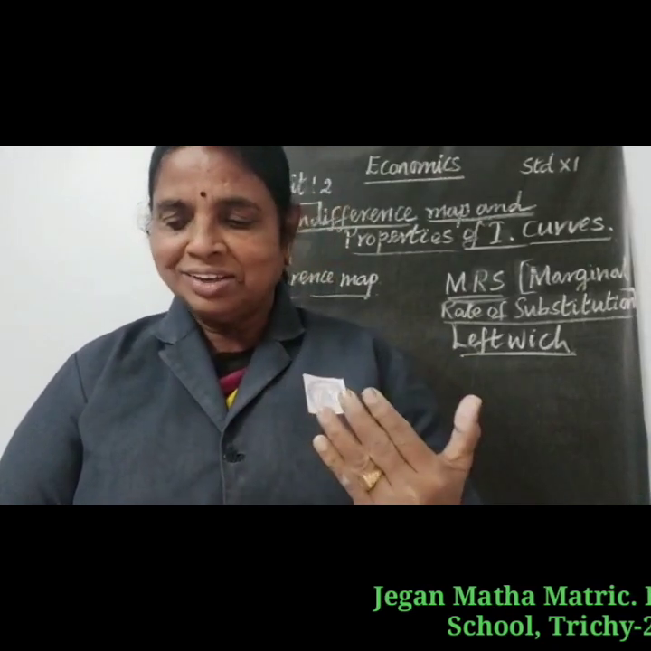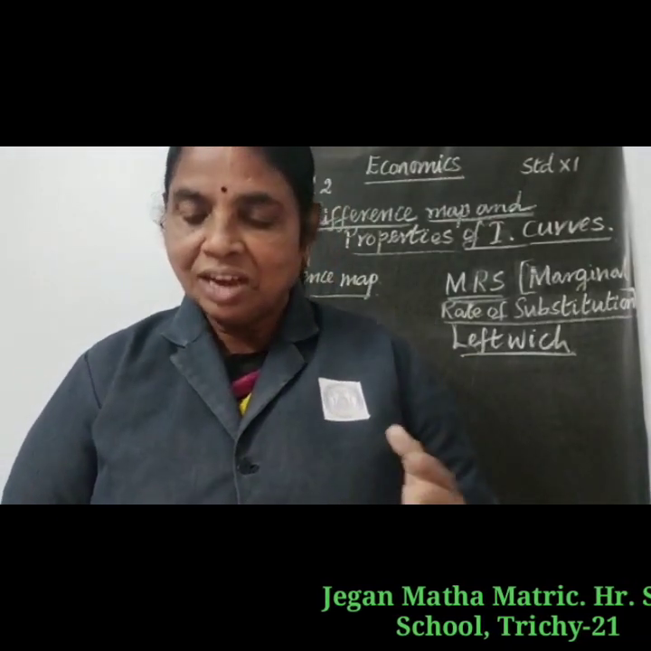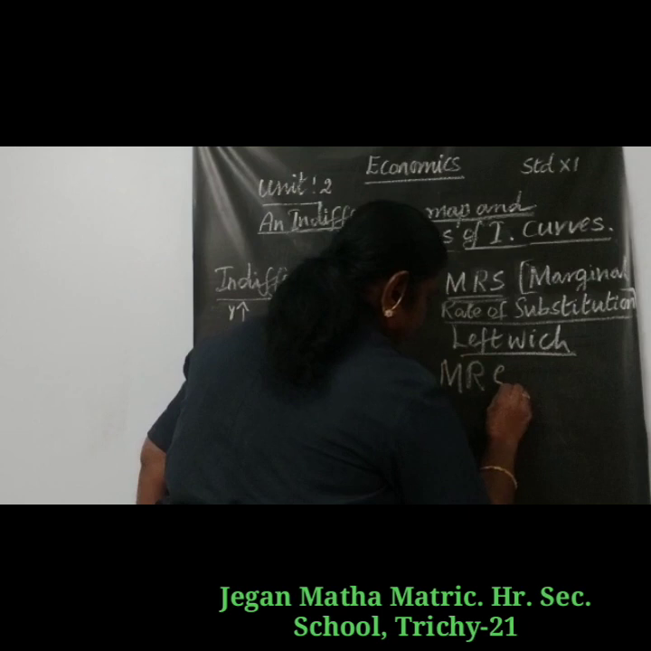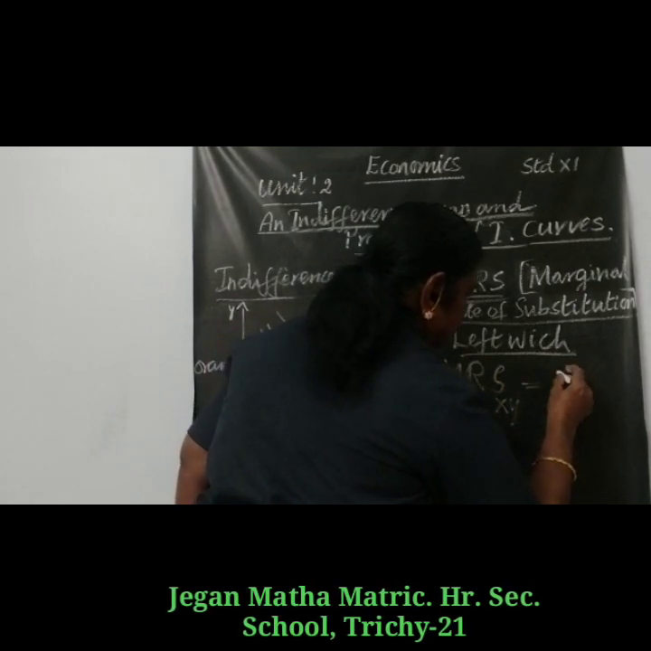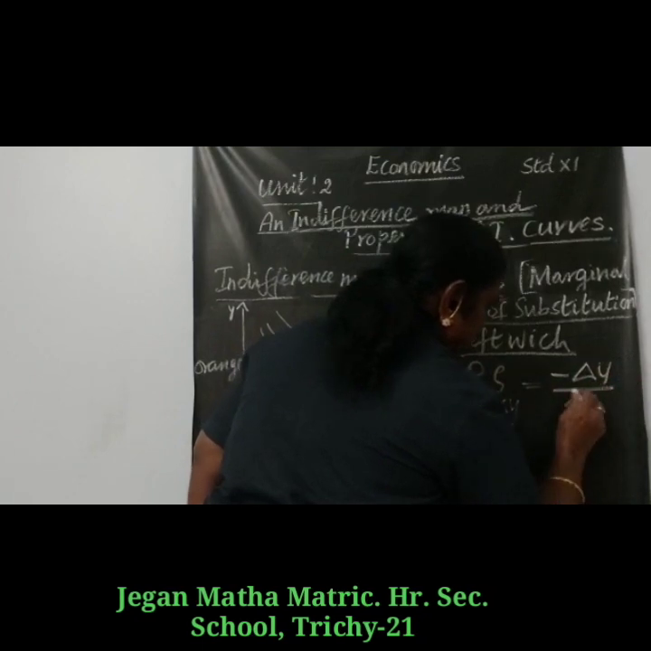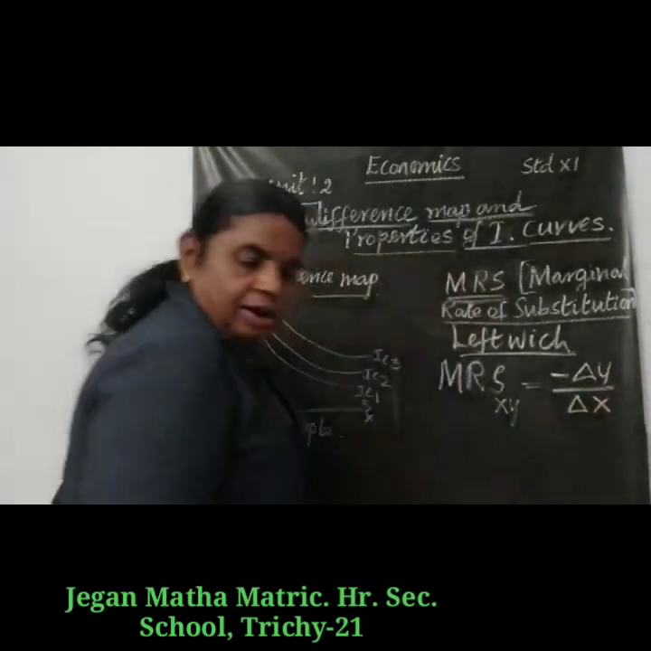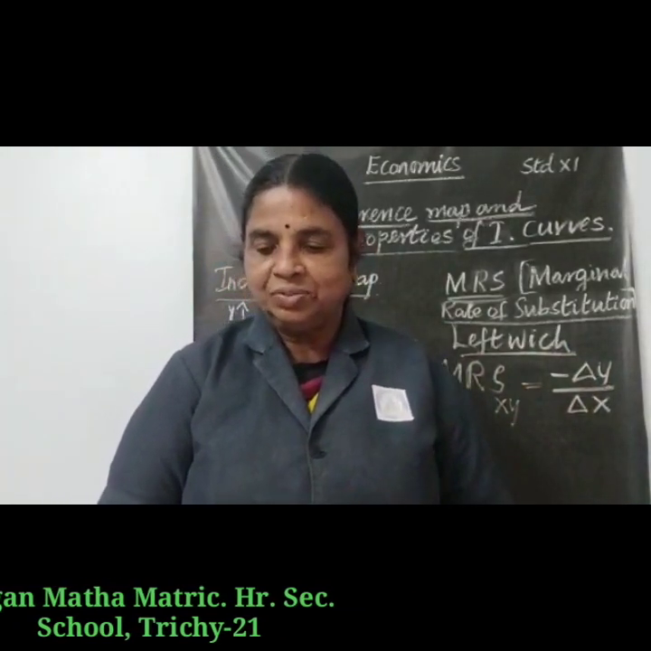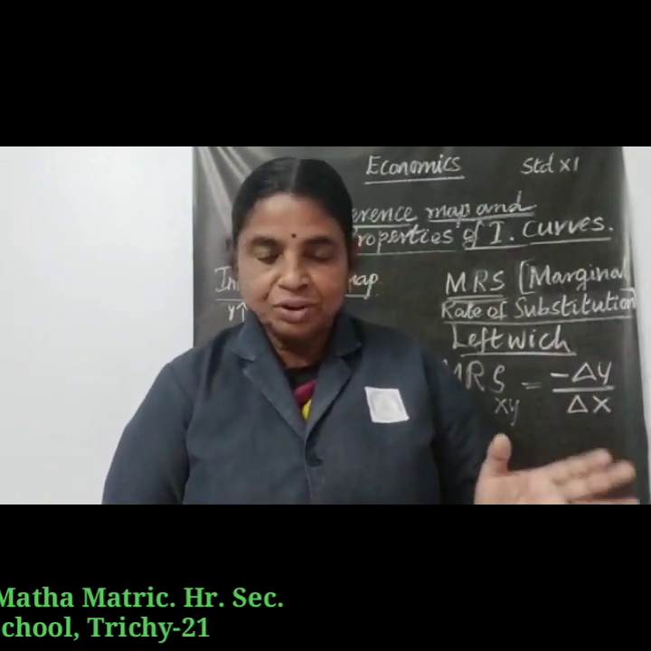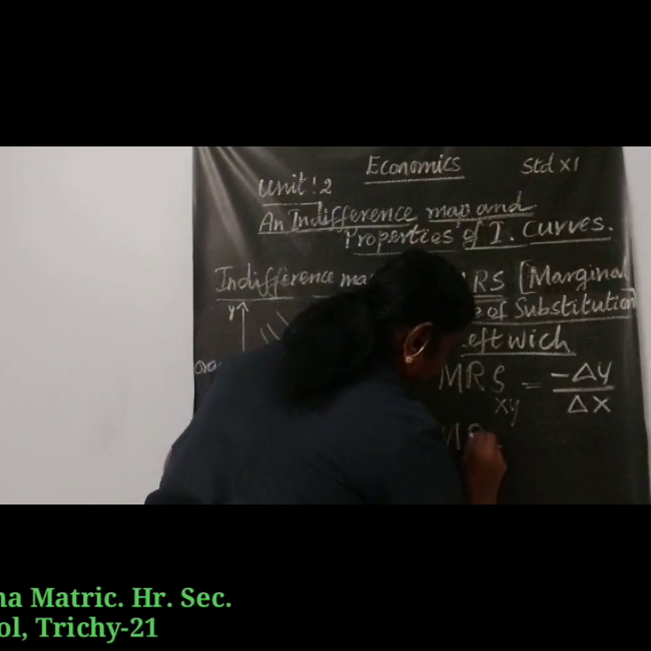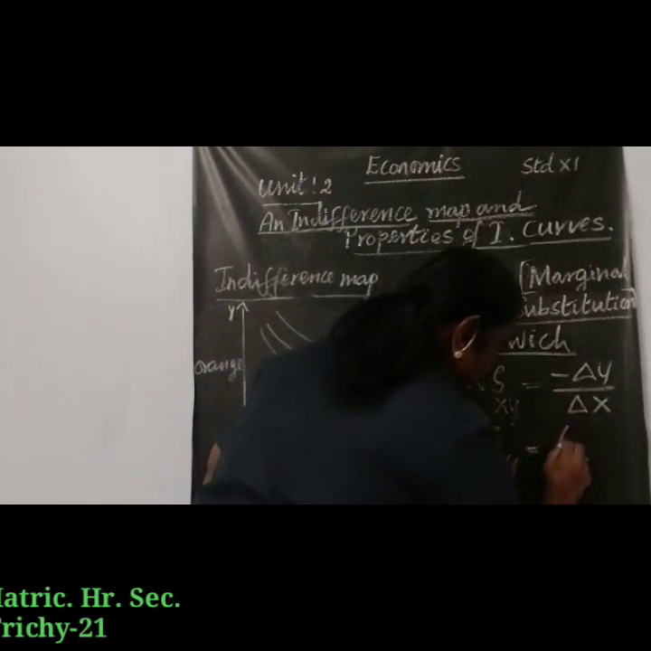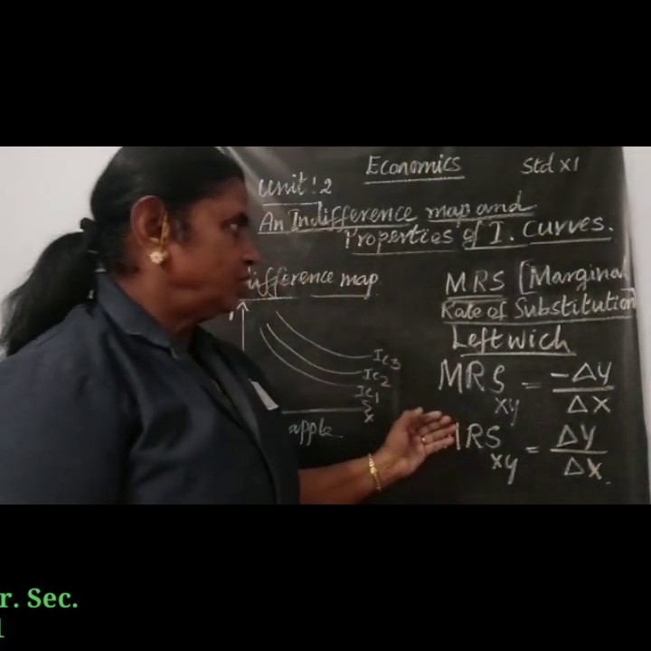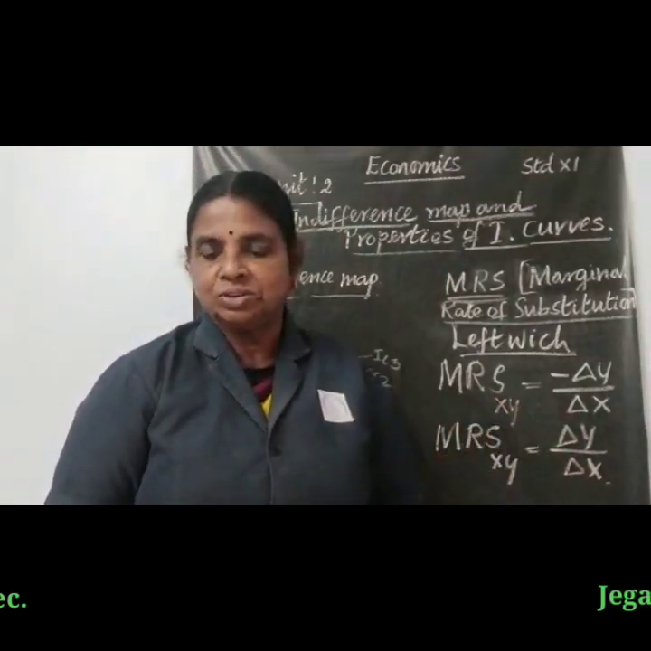Since y decreases as x increases, the change in y is negative. So, MRS xy is equal to change in y divided by change in x. As with price elasticity of demand, the convention is to ignore the minus sign. So, MRS xy is equal to change in y divided by change in x. This is what we call the marginal rate of substitution.